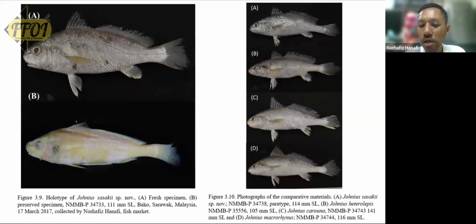So if you have the complete set, maksud saya, okay, for this genus, you have 7 or 10 species. 7 species that are similar, species yang sama. Or there are more similar species. For example, genus Sasaki compared with the genus Heterolepis, genus Caruna, and genus Macrorinus. Okay, these 4 sets will be very similar. So jadi, you try to get the complete set of all the species.